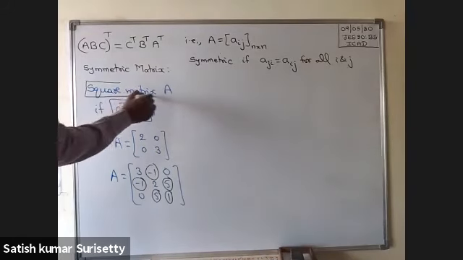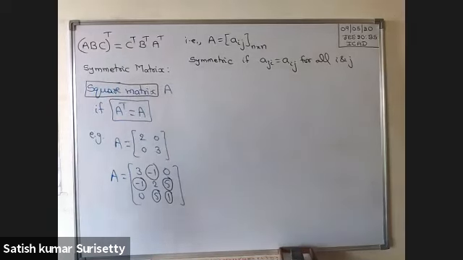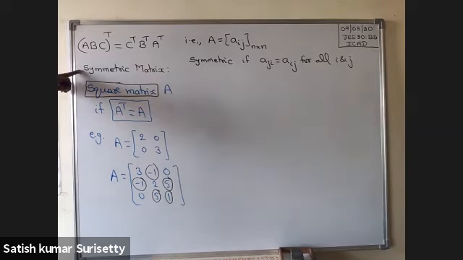Now, here in the definition, we have written a square matrix. Will it be true only for a square matrix, or can you have any order also? No, only for a square. Remember, a symmetric matrix is defined only for a square matrix. Otherwise, this condition will fail because Aij must be equal to Aji.